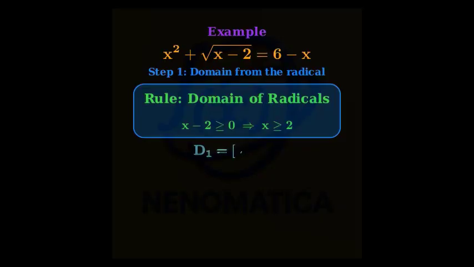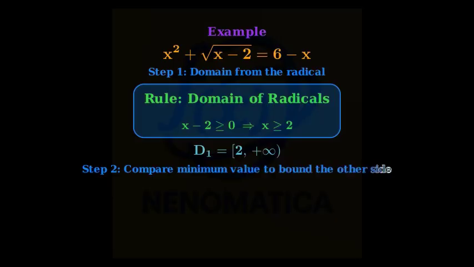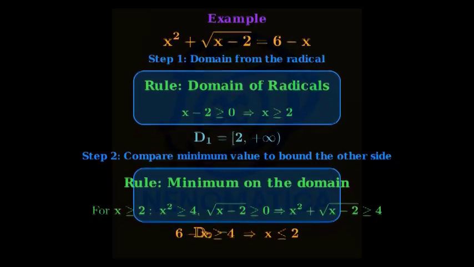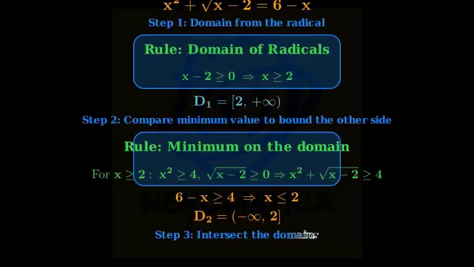Step 2. The left-hand side is x squared plus a non-negative square root. On the domain x at least 2, the smallest value of x squared is 4, occurring at x equals 2, so the entire left side is at least 4. Therefore, the right-hand side must satisfy 6 minus x greater than or equal to 4, which means x less than or equal to 2. We call this domain D sub 2. Step 3. The valid x values must satisfy both conditions. We take the intersection of D sub 1 and D sub 2, which is the singleton set containing 2.